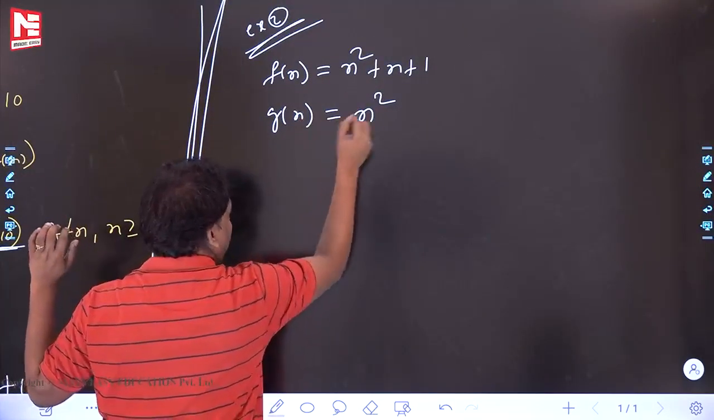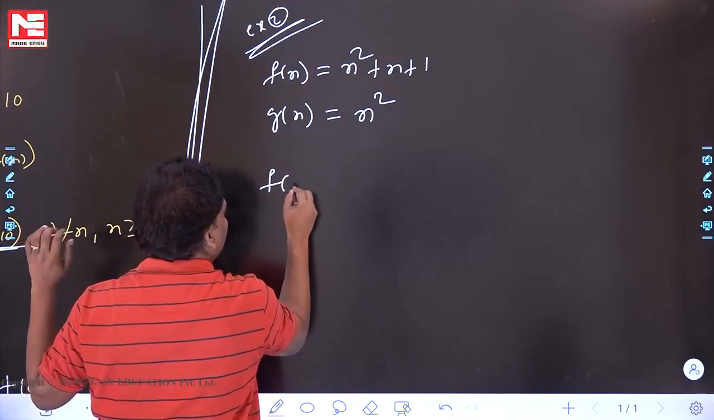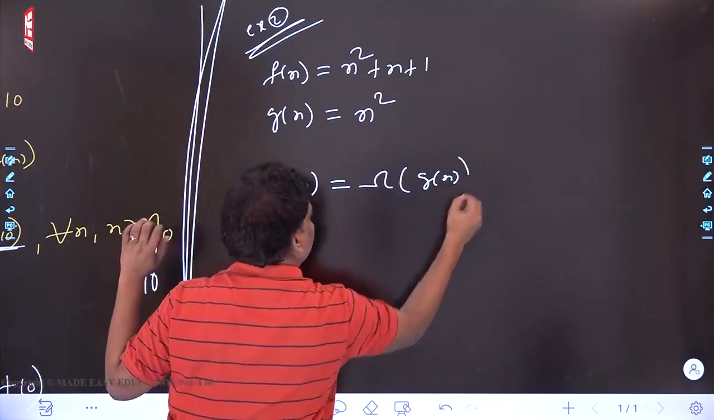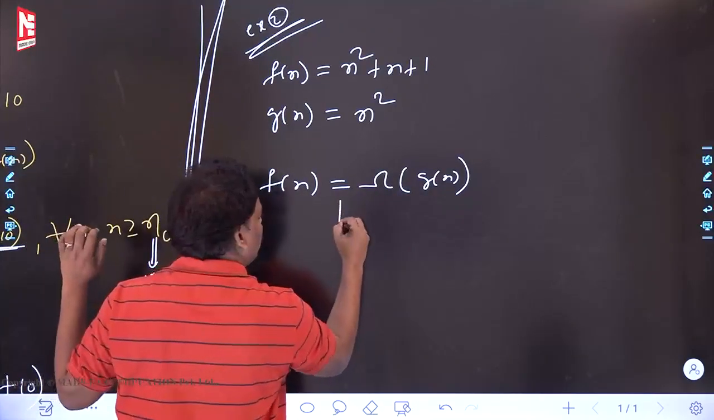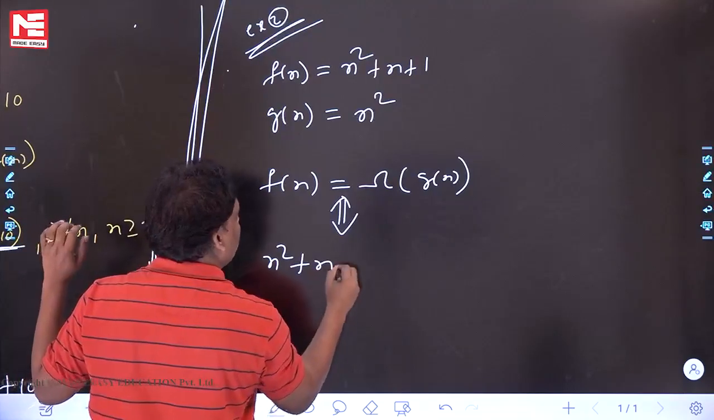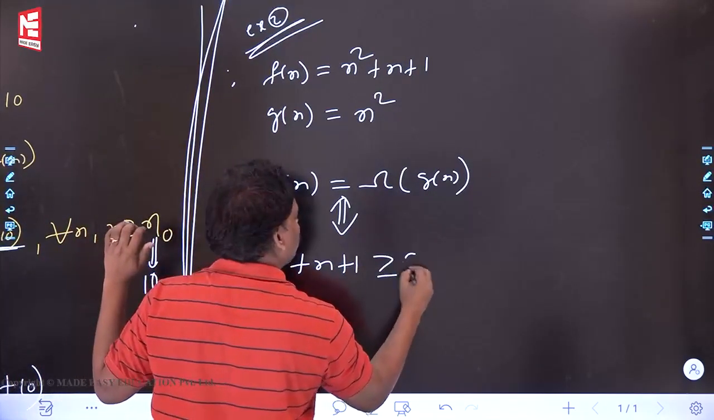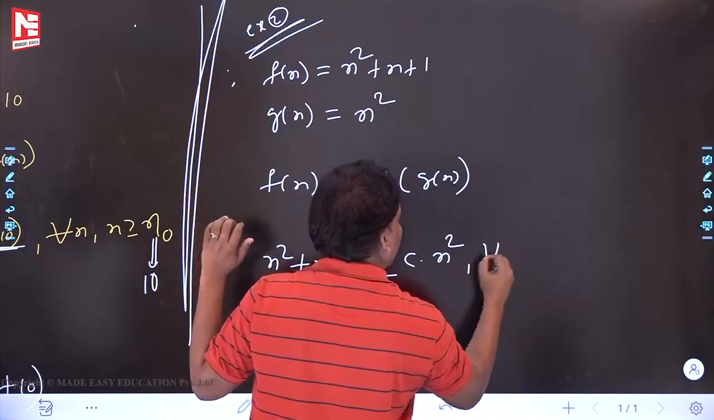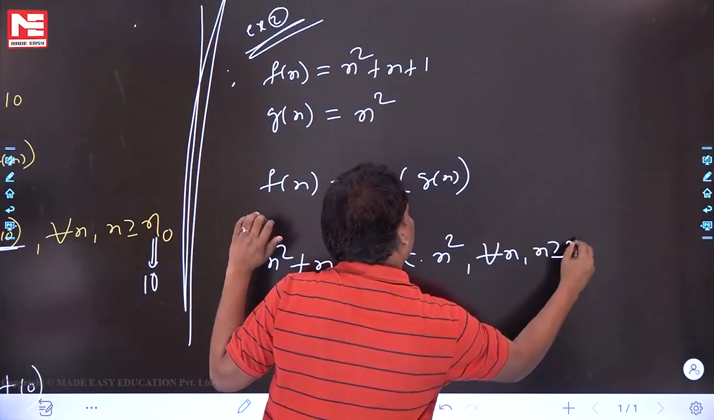From seeing these two, I want to prove f of n is equal to omega of g of n. If you want to prove it, what is the condition you have to satisfy? This is the condition. What is the f of n? N square plus n plus 1 is greater than or equal to some c into, what is the g of n? N square. Right? For all n where n is greater than or equal to n0.